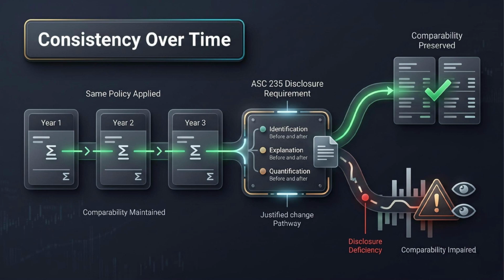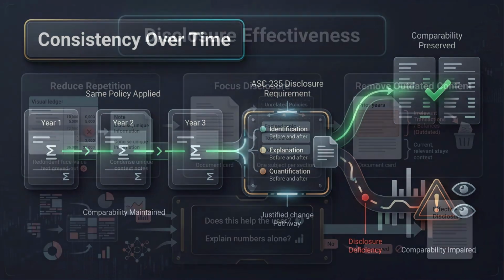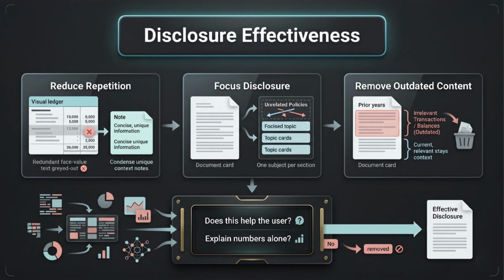In practice, policy changes should never be hidden inside boilerplate language. If the accounting method changed, the note should help users understand what changed, why it changed, and how it affects comparison. Now let us talk about disclosure effectiveness.